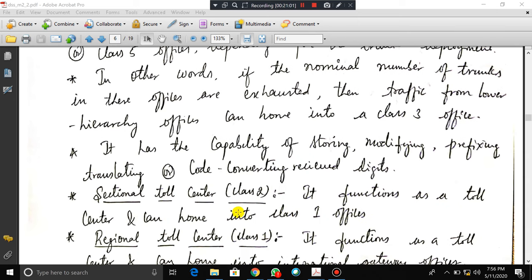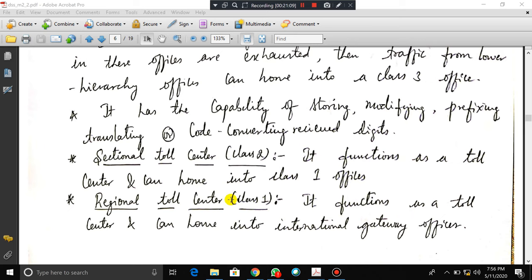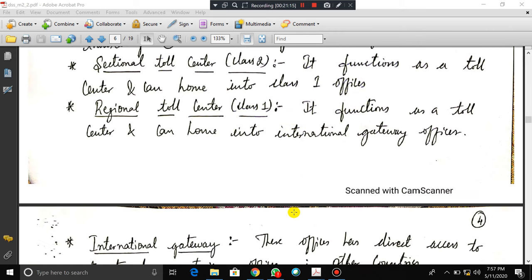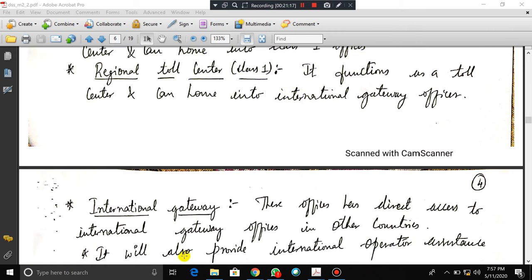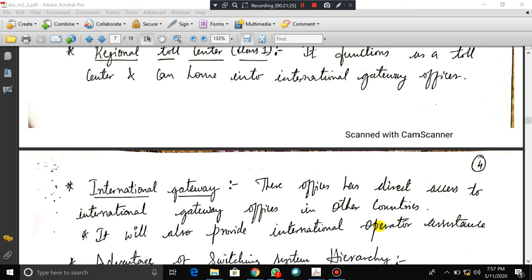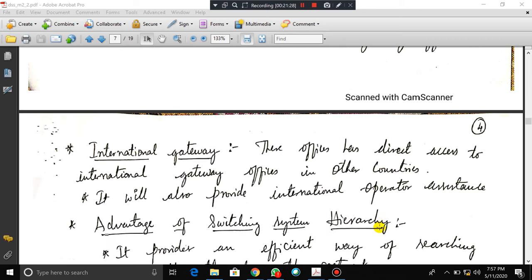Class 2, the sectional toll center. It functions as a toll center and can home into the class 1 office. Regional toll center, that is class 1, functions as a toll center and can home into the international gateway. Now the international gateway. This office has direct access to the international gateway offices in other countries. It will also provide international operator assistance.